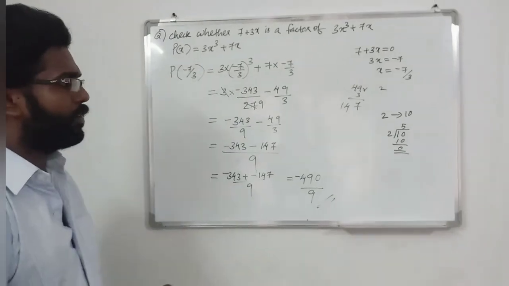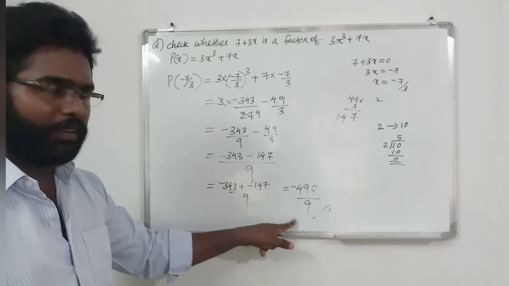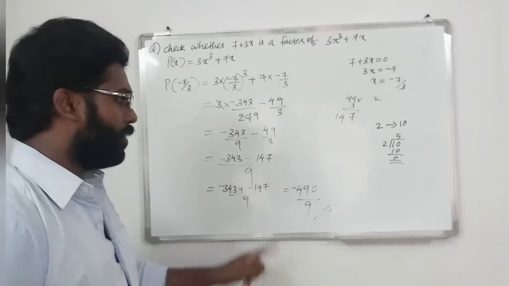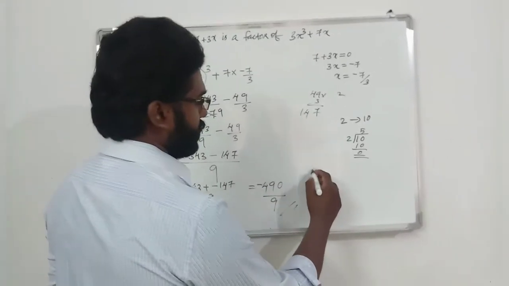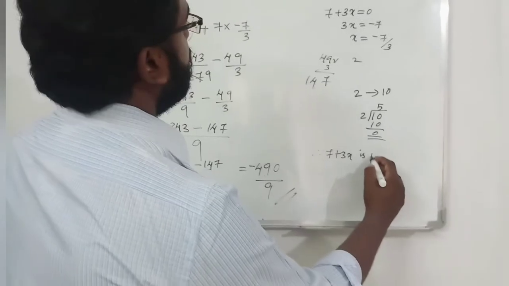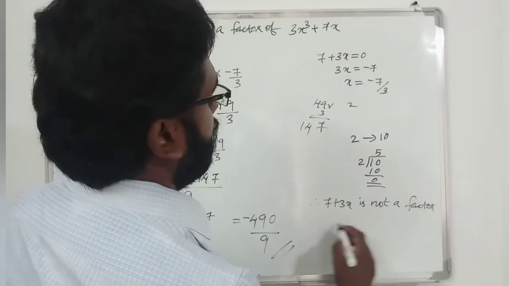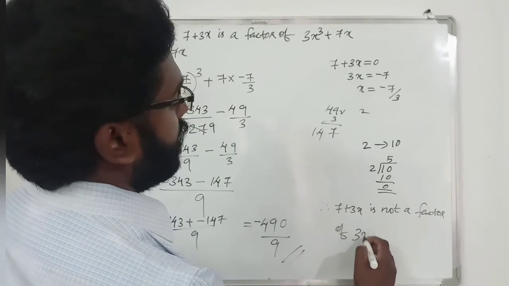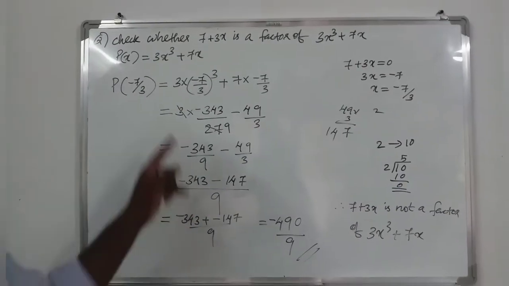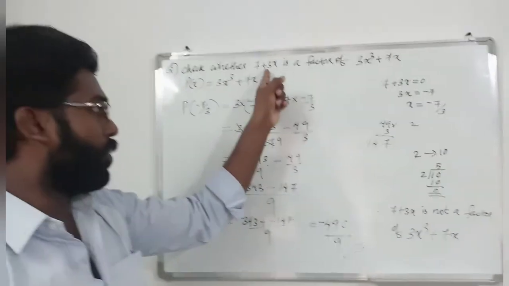That's all. Our obtained value is not 0. If it were 0, we could say that this is a factor of this one. This is not 0, so our answer is that 7 plus 3x is not a factor of 3x cube plus 7x. This is our answer. Our remainder is not 0, so we can say that this polynomial is not a factor of this polynomial.